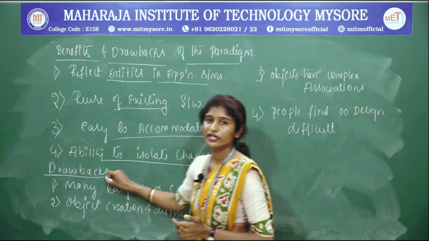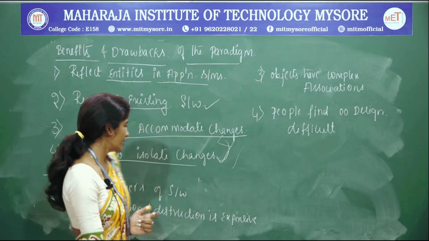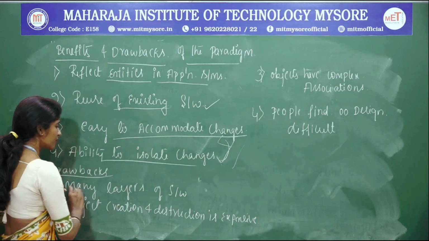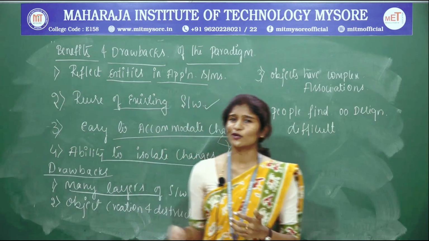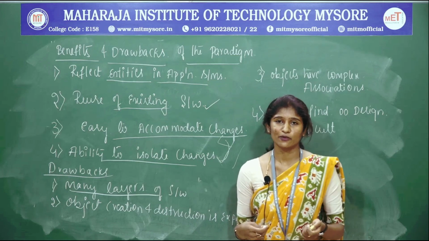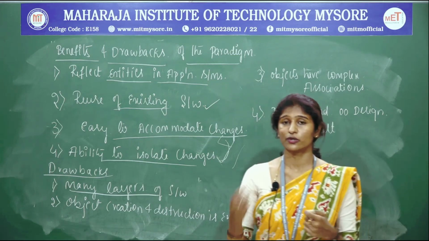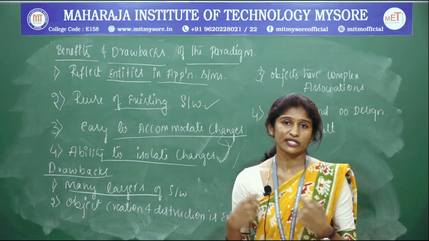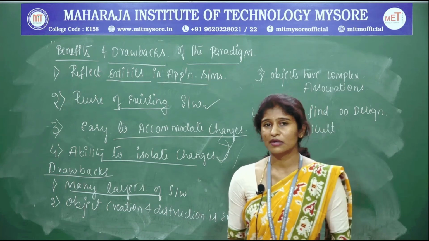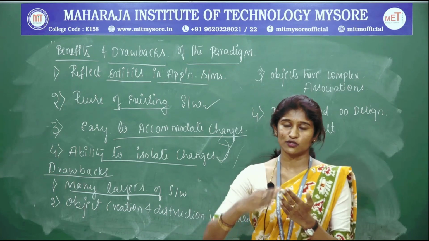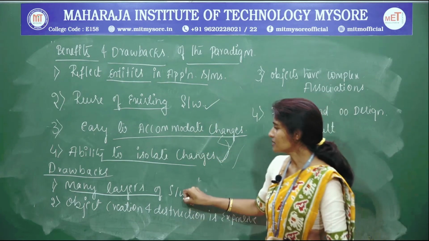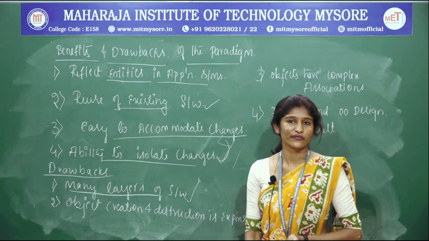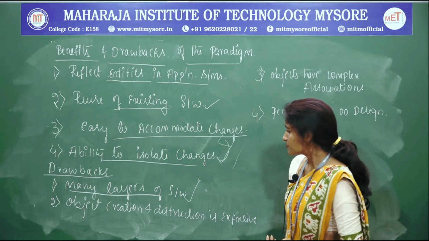And moving forward to the drawbacks of the object oriented concept. The very first one is that it has many layers of software. I told you it follows the incremental approach, so it allows you to incorporate many versions of the same software. That is nothing but different layers. We are going to have n numbers of layers. So it contains many software layers, and that is a drawback.